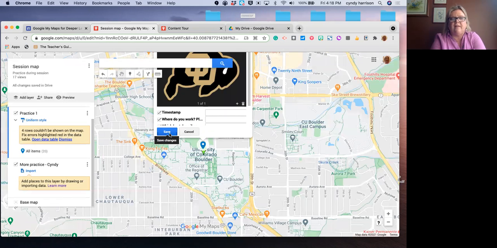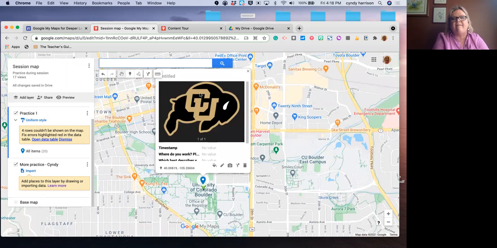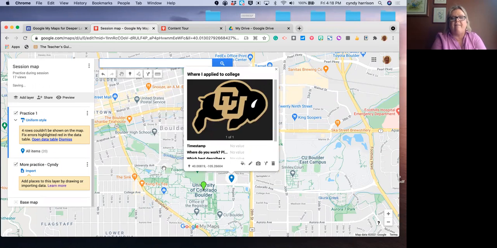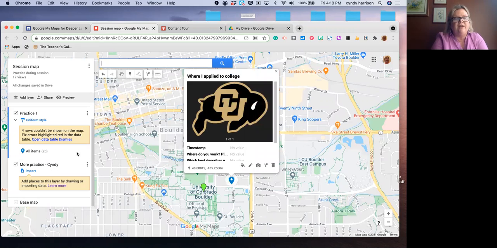So if I want to, and then hit save. So I have that information and I can then come through here and title it where I applied to school. I actually did apply here where I applied to college or whatever you want to call it. And then you can change the map. Maybe you want to change it.